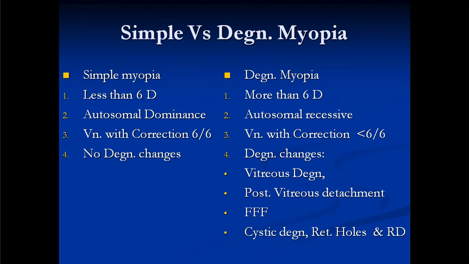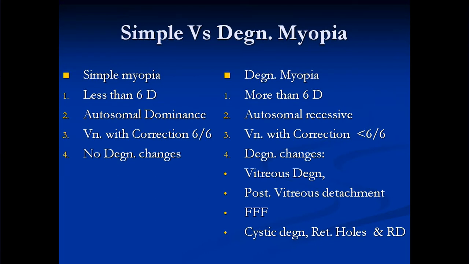Now let us discuss the differences between simple and degenerative myopia. In simple myopia, usually the refractive error will be less than 6 diopters. Transmission is by autosomal dominance, and when you give correction with lenses, normal vision is restored. That is 6/6 vision will be restored, and there are no degenerative changes in the posterior segment.